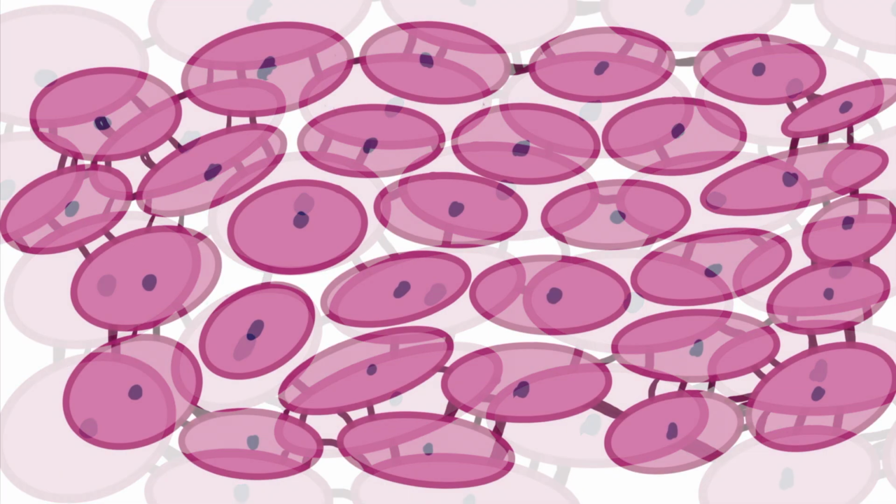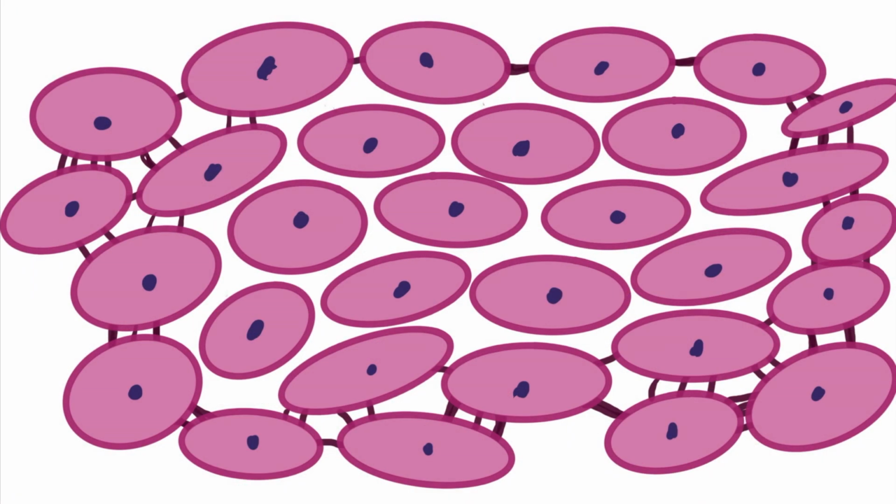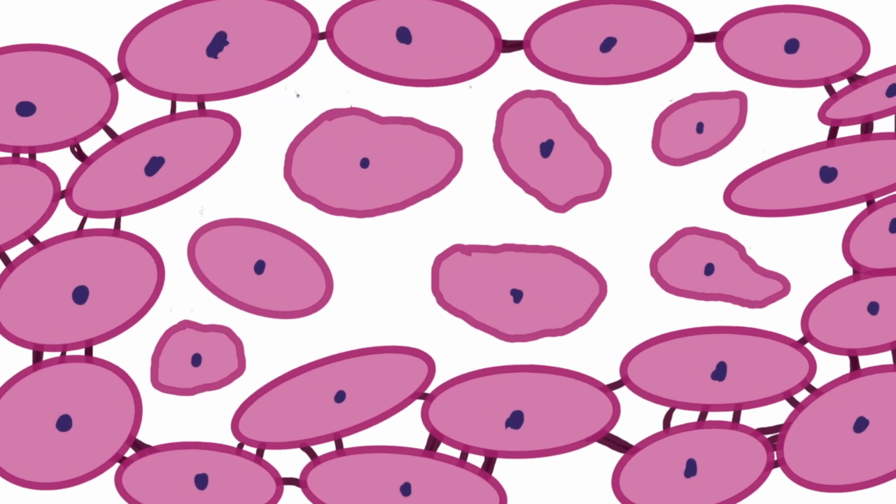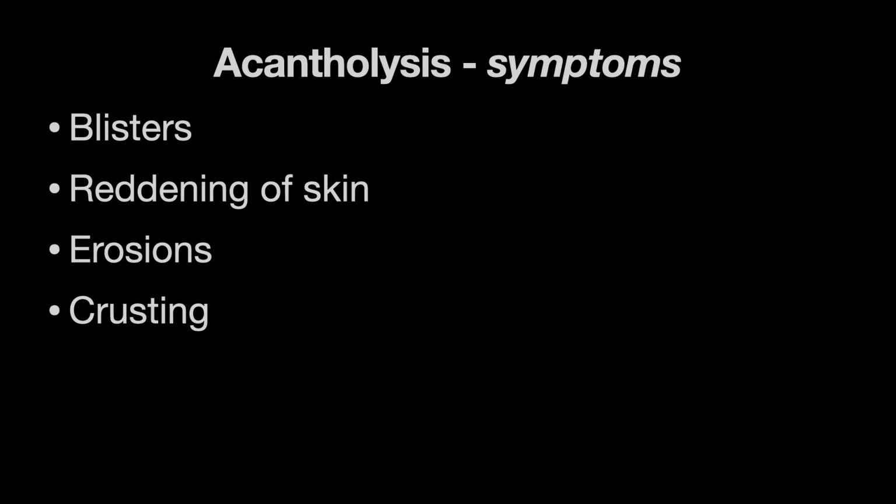This is a very simple diagram showing how normal skin cells stick together using desmosomes. And this simple diagram shows how, when the spiny processes or desmosomes are lost due to acantholysis, the cells start to fall apart. And this results in reddening of the skin, erosions, blisters or bullae forming, and ultimately crusting of the affected area.